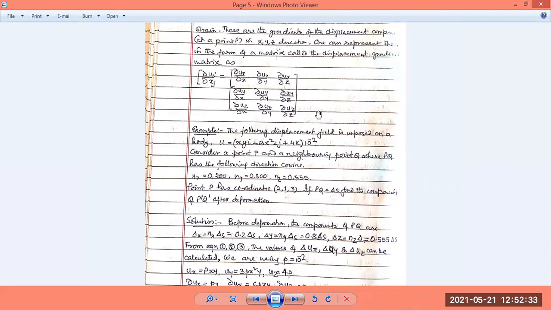Let us have an example. The following displacement field is imposed on a body: u equals x, y, z times 3x squared z i plus 4k, the whole multiplied by 10 to the power minus 2. Consider a point P and a neighboring point Q where PQ has the following direction cosines.